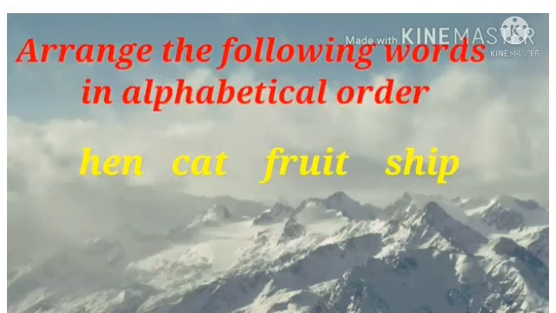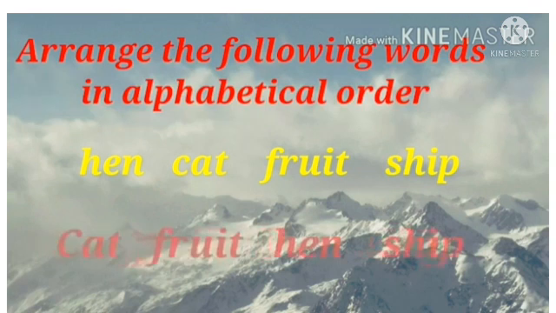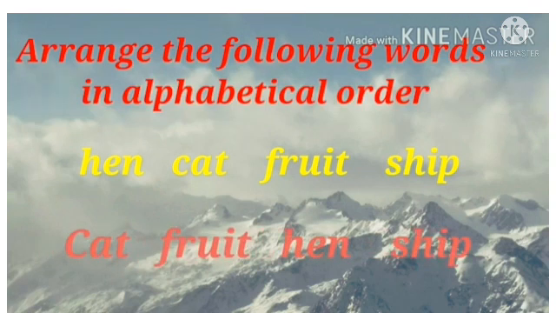Arrange the following words in alphabetical order. The words given are: hen, cat, fruit and finally sheep. How do we arrange these words? If the words begin with different letters, then arrange the words such that the first letters of the words are in alphabetical order. So, what is the correct order of the words? The correct order of the words would be like this: cat, fruit, hen and sheep.